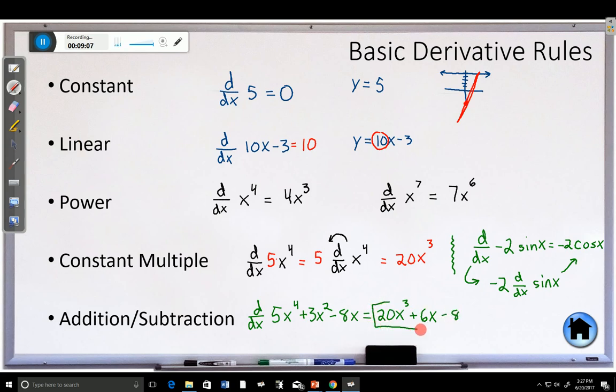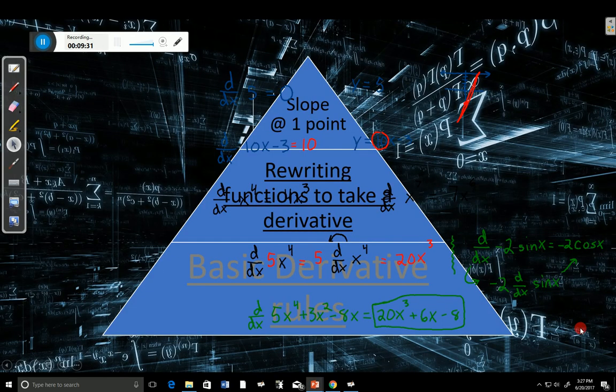I'm guessing you probably could have gotten to that or assumed that was the correct answer from the beginning. There is technically a rule where addition and subtraction, you can simply take the derivative of each piece individually. All right, so those are our 5 basic rules. So let's erase this for us.